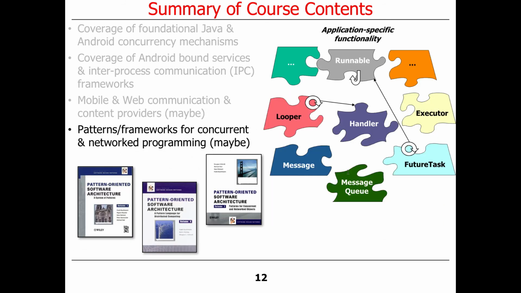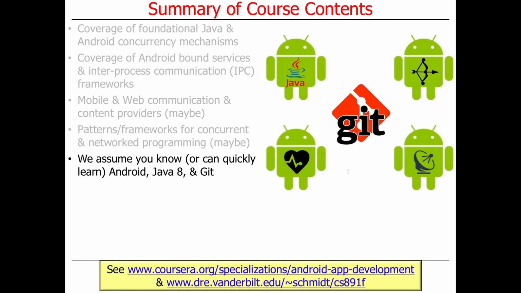We may also, if we have time, talk about some of the patterns related to developing concurrent programs. That's also another interesting topic, depends again on how much time we have. And one of the things I'm assuming here is that people either have familiarity with or can quickly learn key things like Java and Java 8, Android, and Git. Some of these things are more important than others.